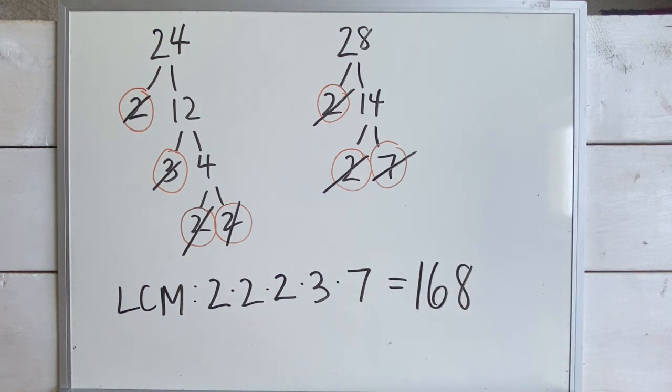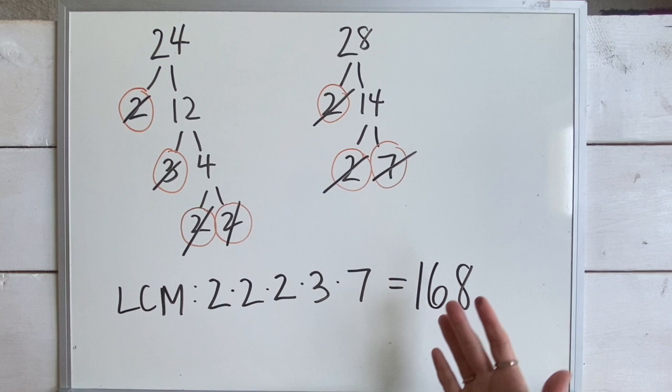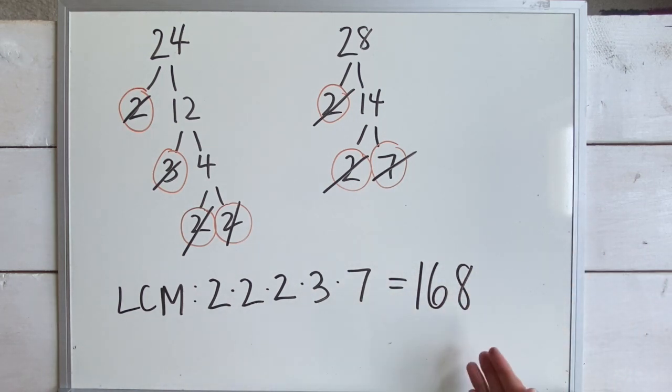This is the exact same number we got using that list method, but it's a lot quicker because if you can't do 24 times 5 or 24 times 6 quickly in your head, that's going to take a while. But we can easily get to the prime factorization and find the least common multiple that way.